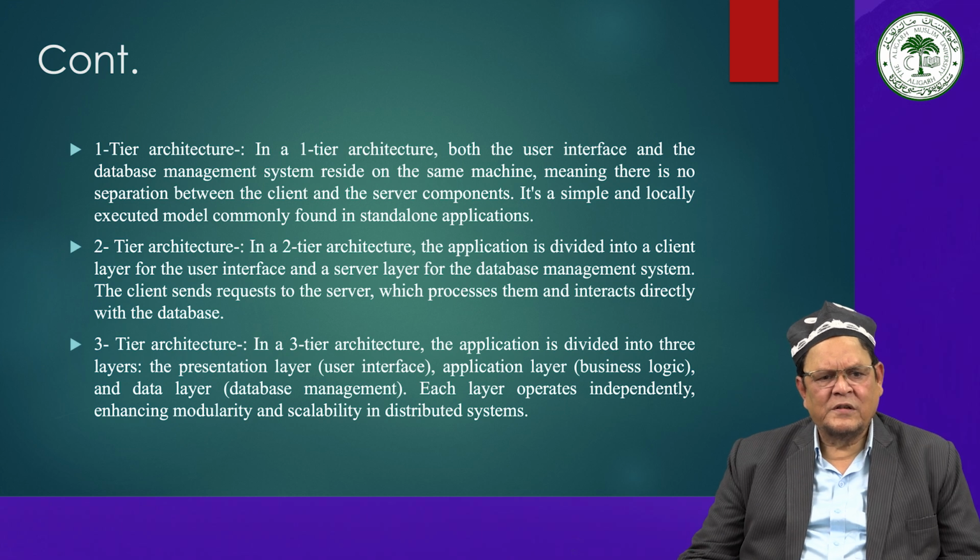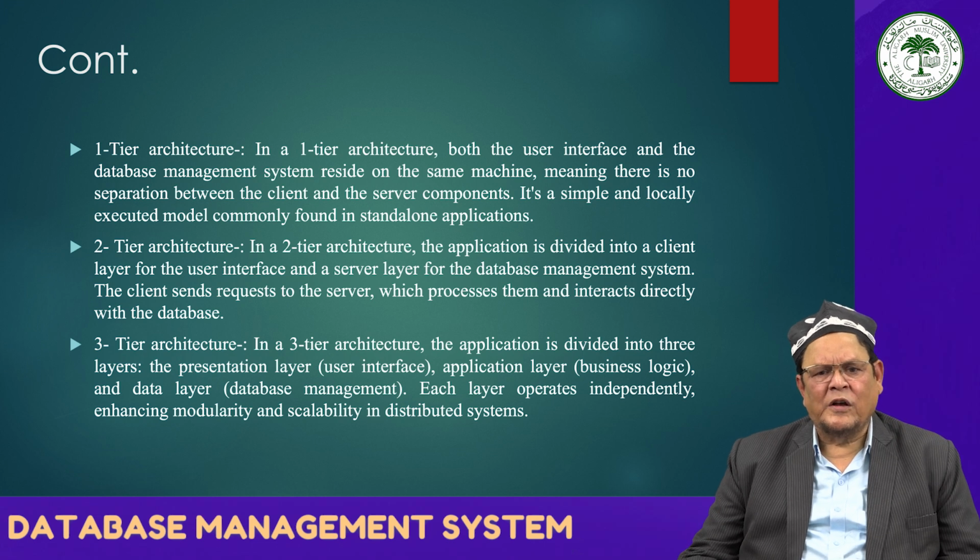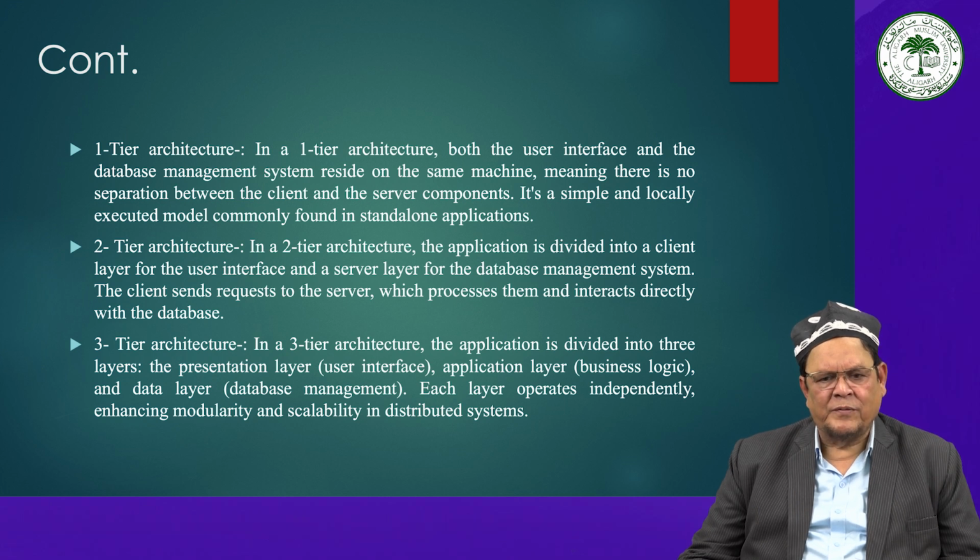I will discuss one-tier architecture, two-tier architecture, and three-tier architecture. First, I will start from one-tier architecture. In a one-tier architecture, both the user interface and database management system reside on the same machine, meaning there is no separation between the client and the server components. It is a simple and locally executed model commonly found in standalone applications.